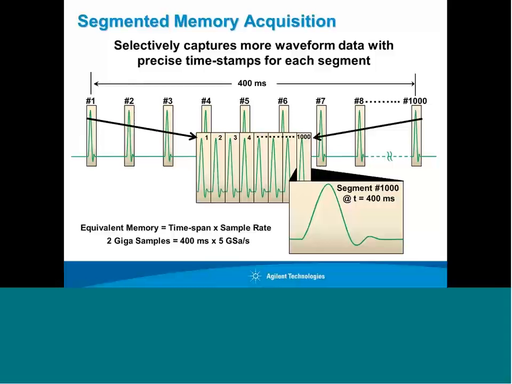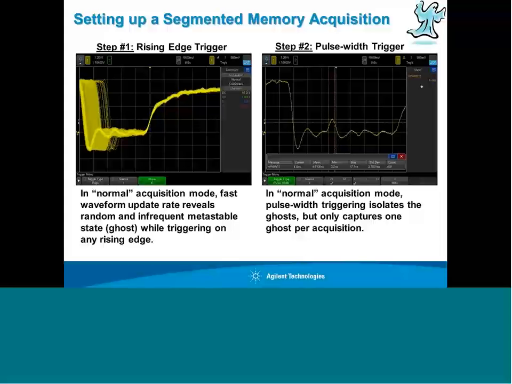But in this case, I've been able to capture 1,000 of them. Now, you could compute what the equivalent memory would be if I didn't have segmented memory, if I simply had very deep memory to capture 400 milliseconds of time at 5 gigasamples per second. That would require 2 gigasamples, or 2 gigabytes of memory. Now, there are no scopes on the market today that have 2 gigabytes of memory, and if there was, it would be very expensive. The deepest memory available today on any oscilloscope, and it's actually available from Agilent, is 1 gigabyte.